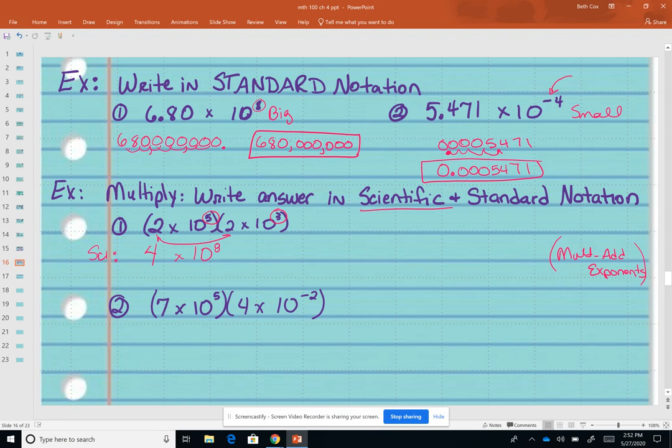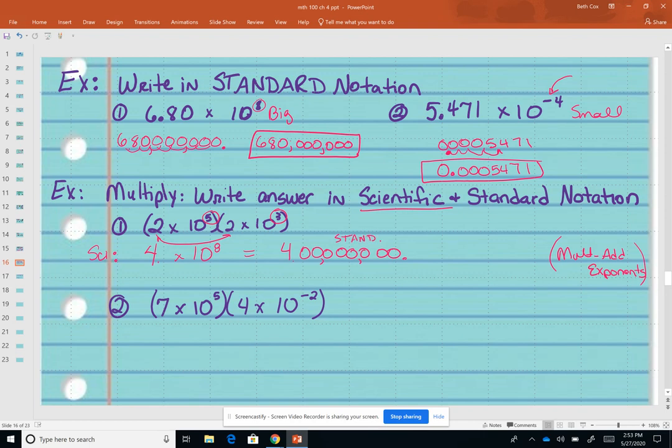That's my scientific answer. My standard notation answer, this is a big number. I'm going to put the 4. I'm going to put 8 zeros. But I don't think that's right. It might be right, but I don't know that it's wrong. I don't know that it's right. It is right, actually. And then just count my decimal places. Make sure I did 1, 2, 3, 4, 5, 6, 7, 8. Yes, that is right. So that's scientific. This is standard.